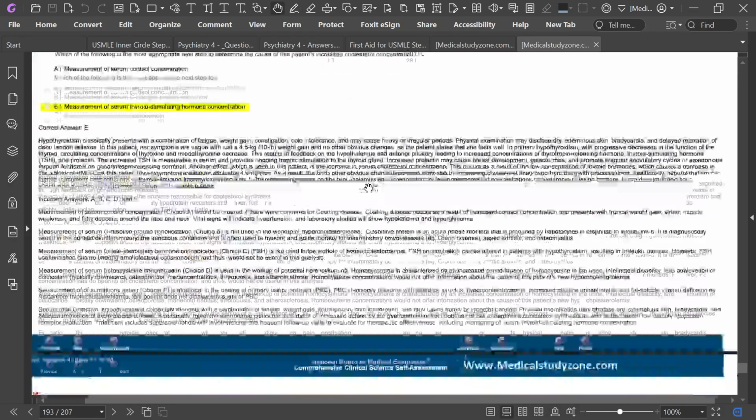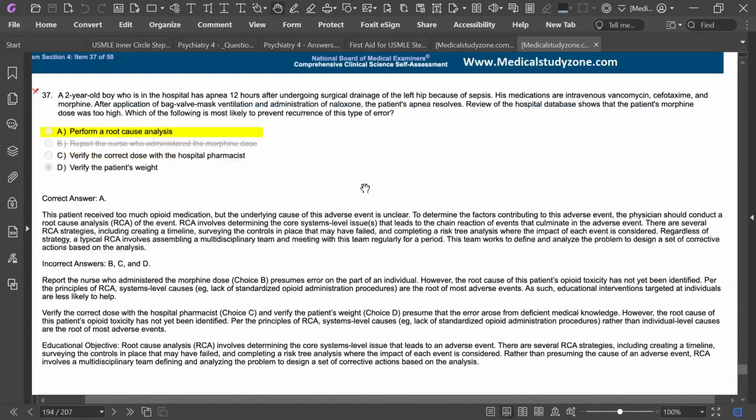Okay, to prevent it, perform root cause analysis. This patient receives too much opiate medication, but the underlying cause of this adverse event is unclear.